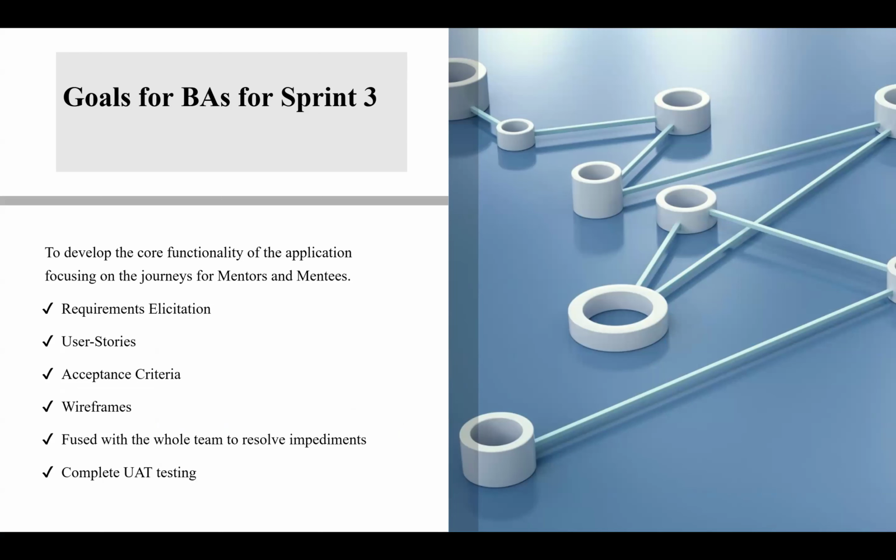So our goal for Sprint 3 was basically to develop the core functionality, focusing on the mentor and mentee journeys, and we did that by eliciting requirements with our PO. We wrote a lot of user stories and acceptance criteria. We designed quite a number of wireframes and worked with our whole team to get everything resolved and sorted.